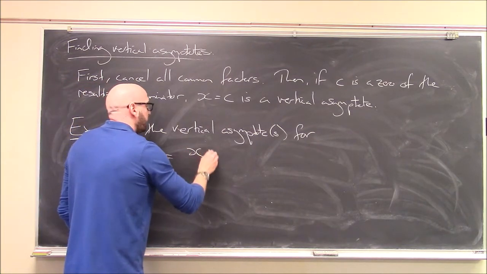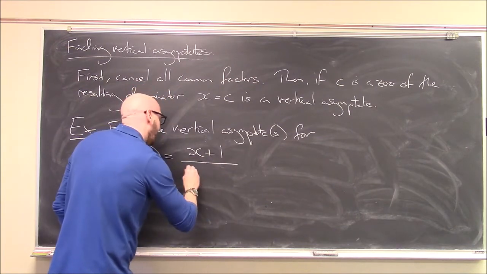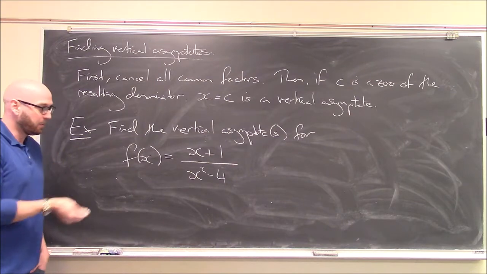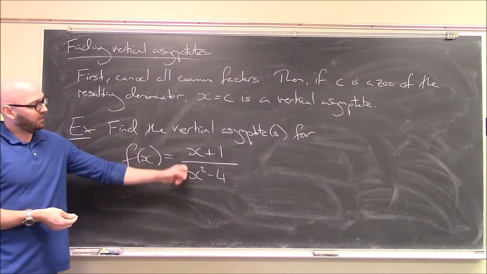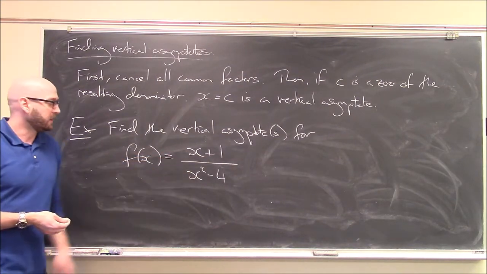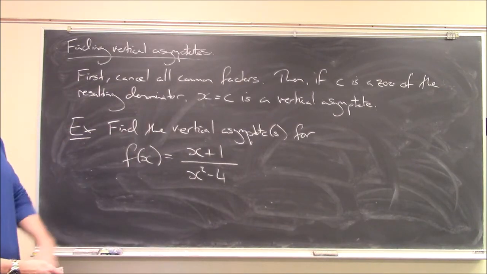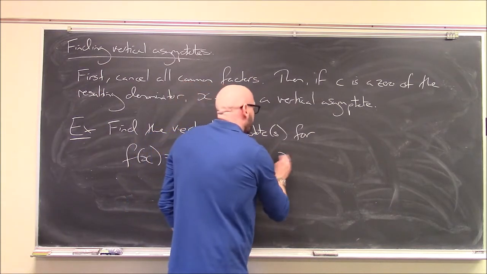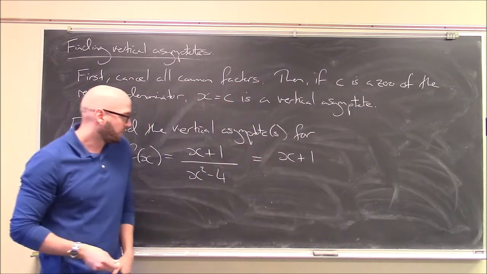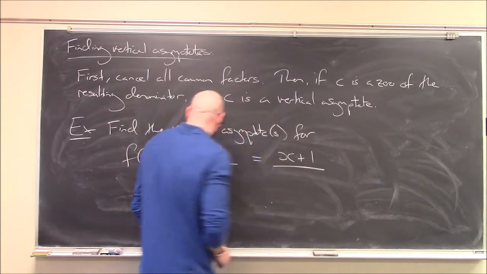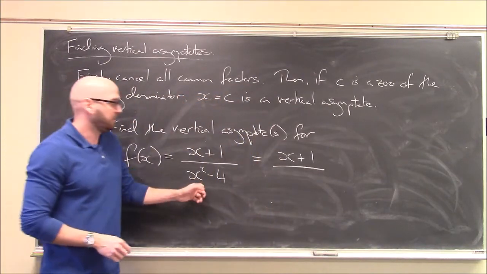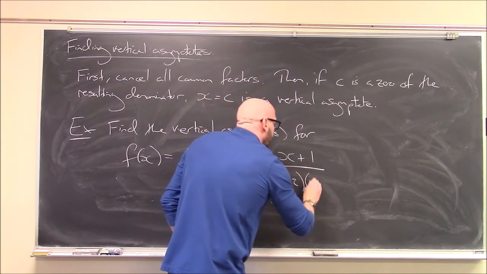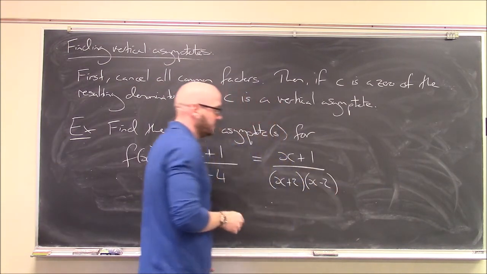We'll just do x plus 1 over x squared minus 4. A very simple example to start with. But this is a rational function, one polynomial divided by another. So what do I need to do? I need to cancel all common factors, which means I need to fully factor this. The top is of course already factored. It's just this linear thing, x plus 1. The bottom factors very simply. It's a difference of 2 squares, so this is x plus 2 times x minus 2.